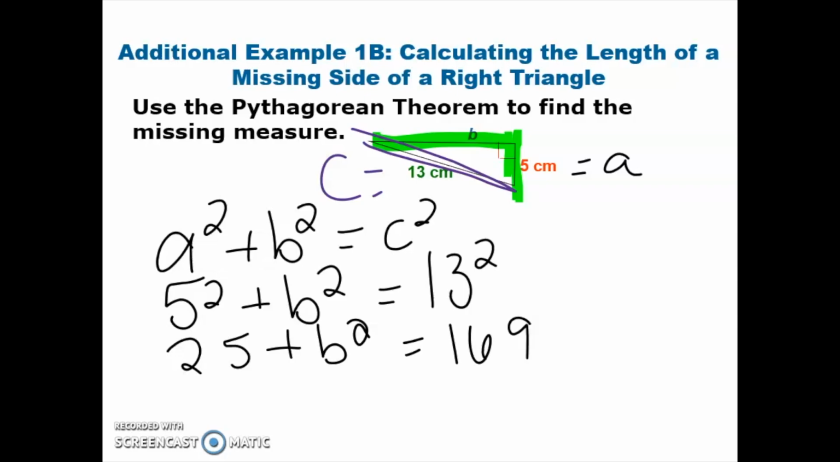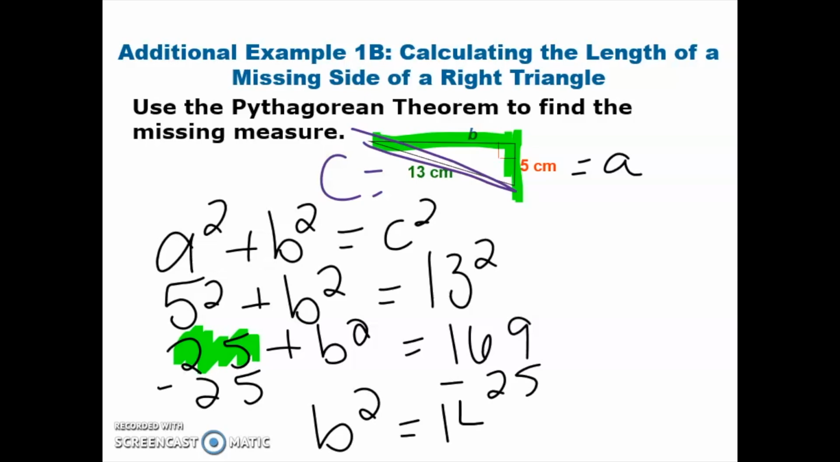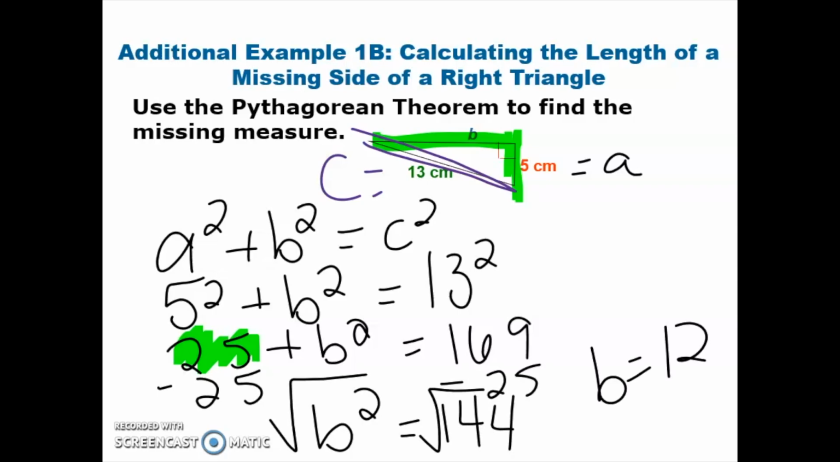Now I have a two-step equation that I'm going to be solving. I start, remember, by subtracting my non-variable value, my constant. So I'm going to subtract 25 on both sides, and I get b squared equals 144. I'm running out of room here. I'm going to take the square root of both sides, and I get b equals 12.